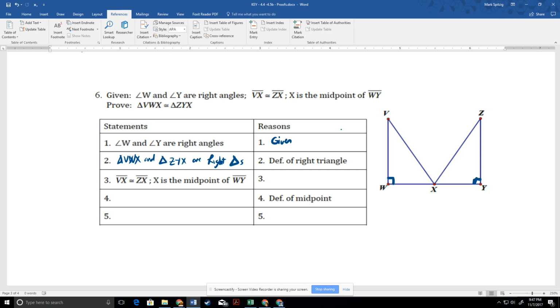Then we bring down the givens here. So VX is congruent to ZX, and that's just marked and given in the diagram. In fact, both of these are. And the second part here is that X is the midpoint of WY. So X is the middle of WY.